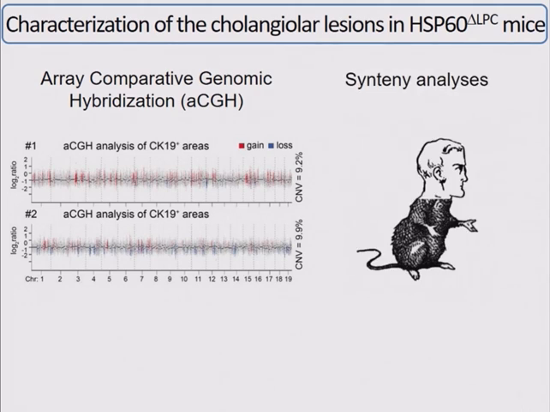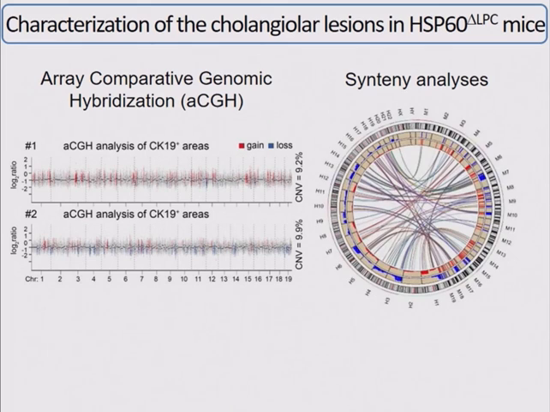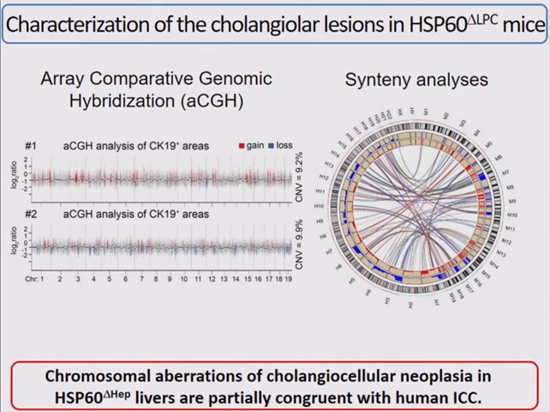And when you then do a synteny analysis, so that means you compare the genomic data that you get from your mouse model to TCGA databases from humans, it turned out that there were a lot of chromosomal aberrations, deletions or amplifications that were reminiscent of what you would see in a human CC situation. So to speak, the alterations to some degree reflect the human situation.